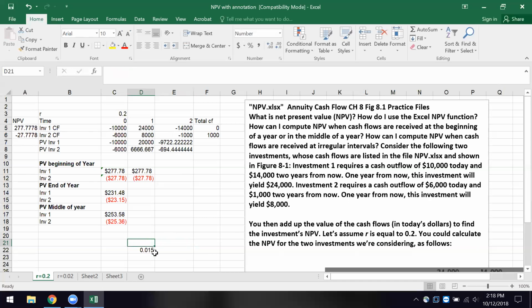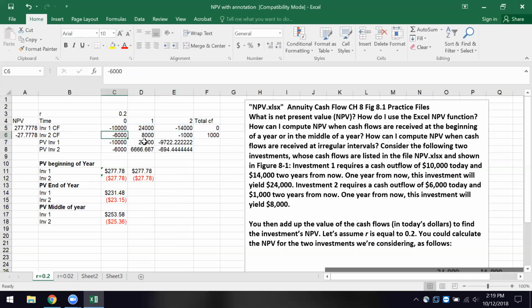Now we've got a little bit different critter here because we're looking at these uneven cash flows. In this first investment, in year zero, we put in $10,000. Then in year one, from that investment we got $24,000, and then we reinvest $14,000 in year two, and we compute the total cash flow. That's pretty simple. It's the sum of those, and we end up with a zero.